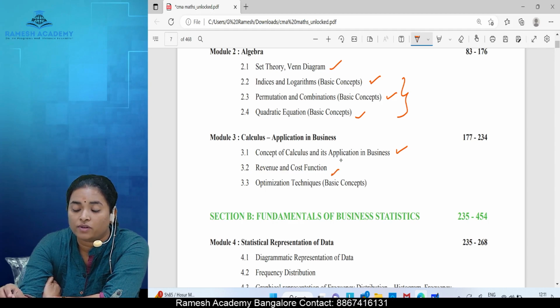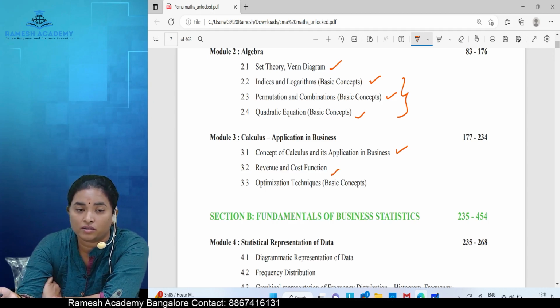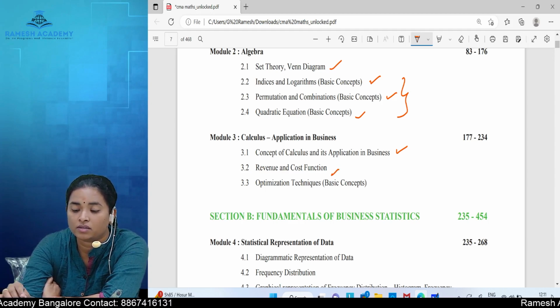Then we go to revenue and cost functions. Okay, what is the revenue given a cost function? You want to get some profit, and so on. So how do you find the cost function given some set of parameters, and so on.